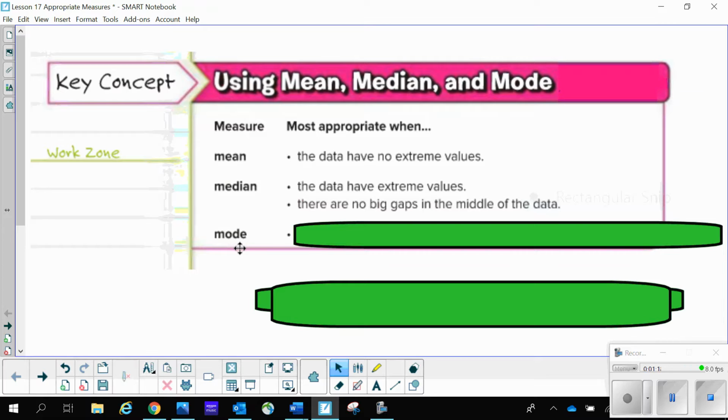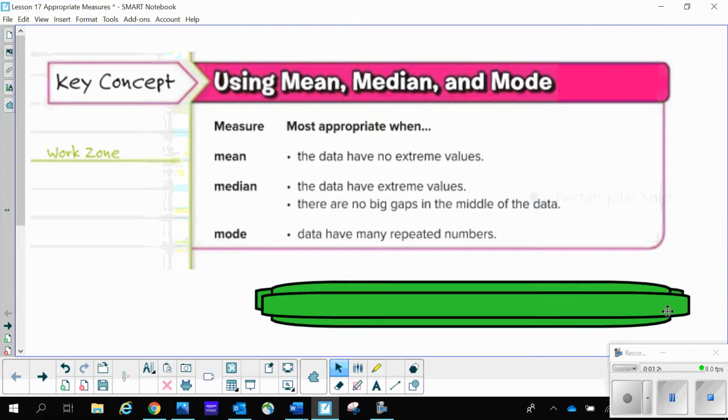Next, we have the mode. We look for mode in data that has many repeated numbers. So if you're looking at a set of data and there are no repeating numbers, you're not going to be looking for mode to represent it. But if you have many repeating numbers, then the mode would be the best way to represent the central tendencies.